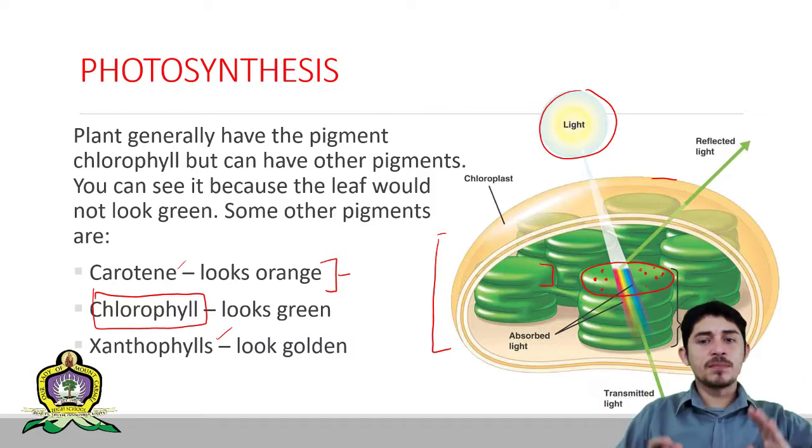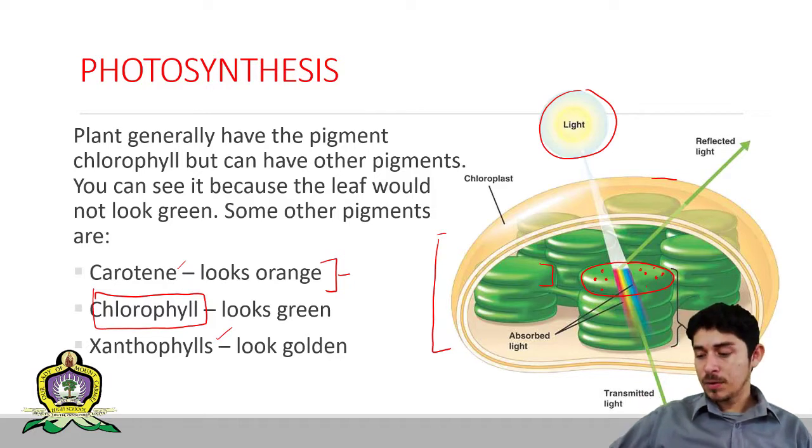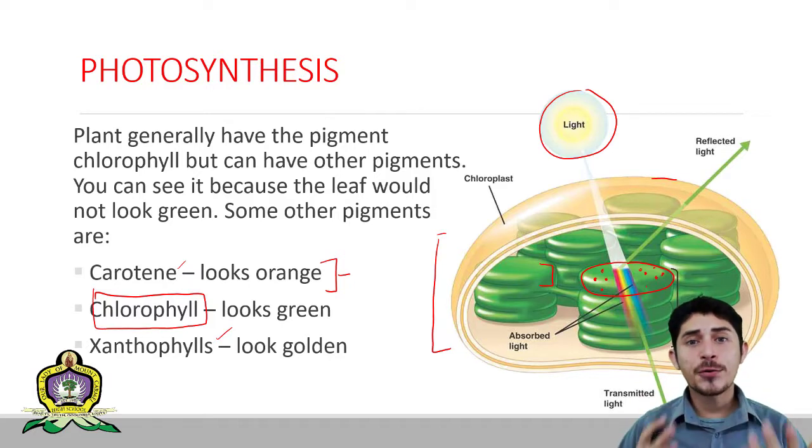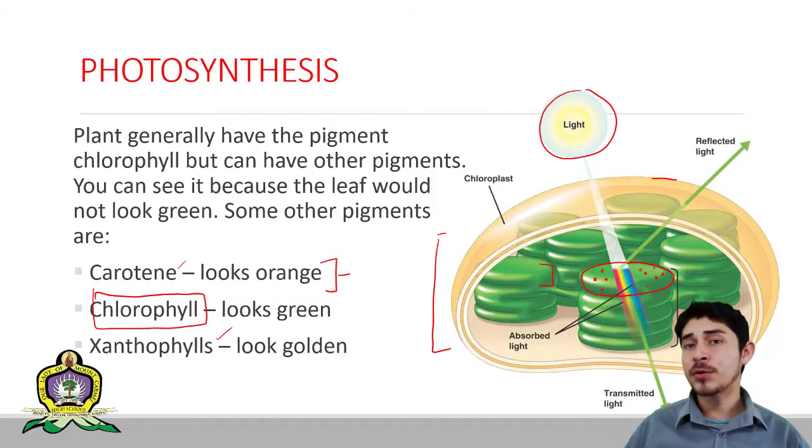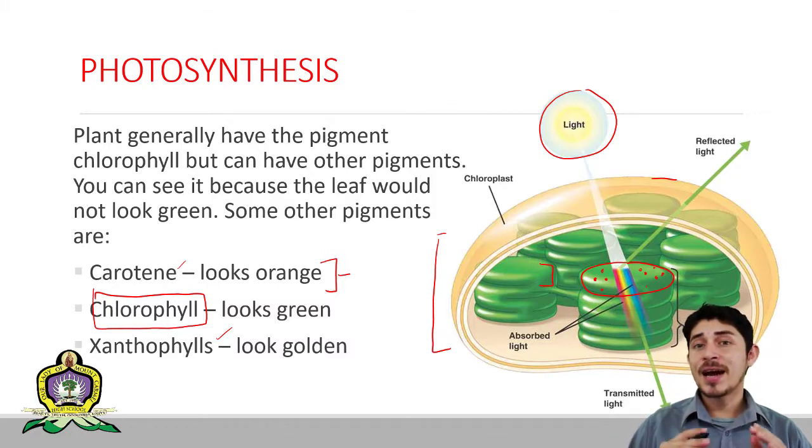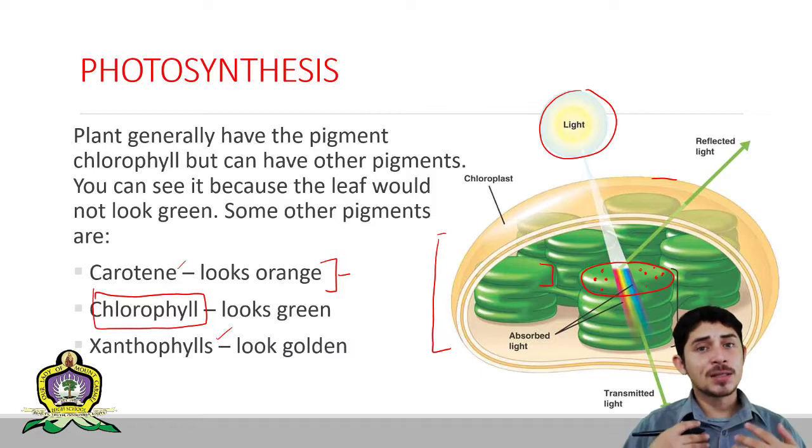Now let me clear up something for you. Why will chlorophyll look green? That's because it cannot absorb the green. Why do xanthophylls look golden? That's because the xanthophylls cannot absorb the golden color. What about carotenes? Why do they look orange? That's because they cannot absorb the orange color.